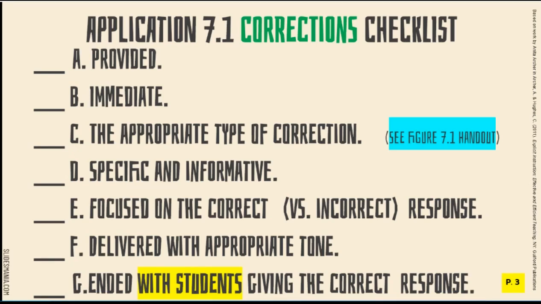And G, end with students giving the correct response. That is so important. And I highlighted the ending with the students giving the correct response. It's not what the teacher says. It's not what the educator says. It's not what the paraeducator says. It's not what the parent says. It's that the students actually give the correct response. And that's how you end a very positive interaction with students.